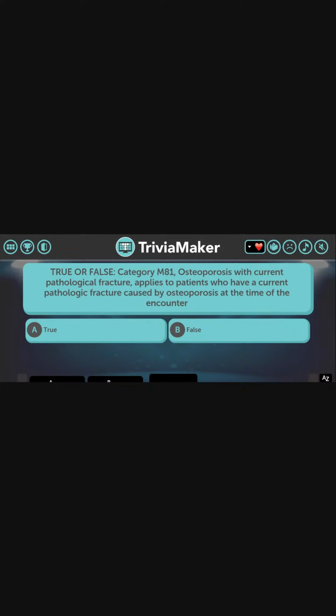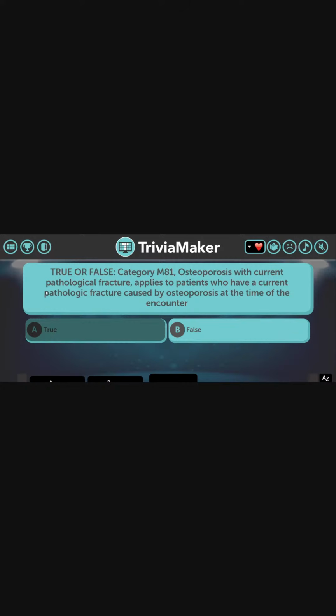Okay, this one was fast. I'm getting an overwhelming response in the chat, an overwhelming response of false. I'm getting a little bit of mixed. But yes, I was trying to be a little sneaky here. Yes, this one is false. So the reason that it's false is because category M81 is the category for osteoporosis without a fracture. So it's the wrong category. That's what makes it false.